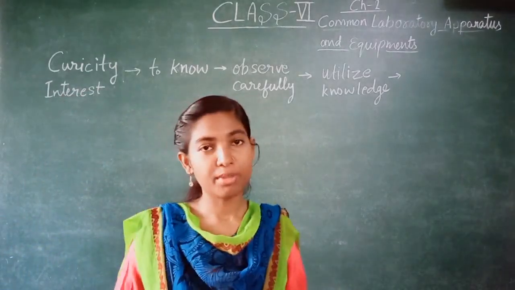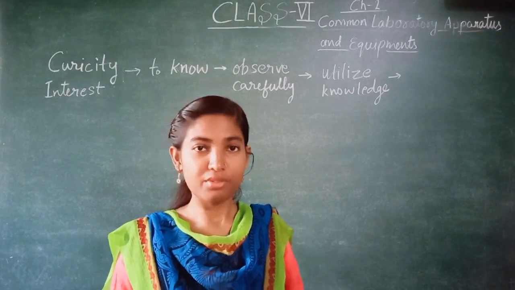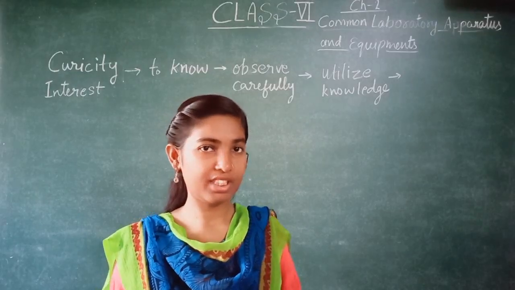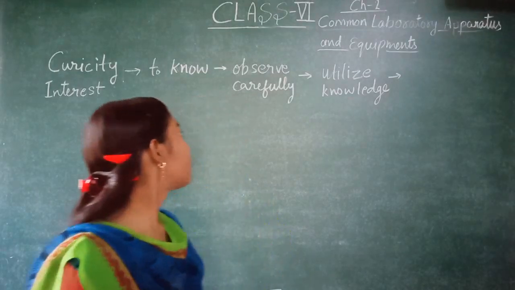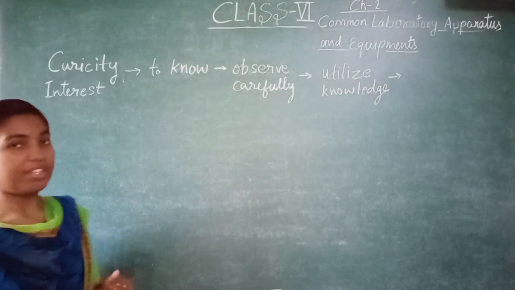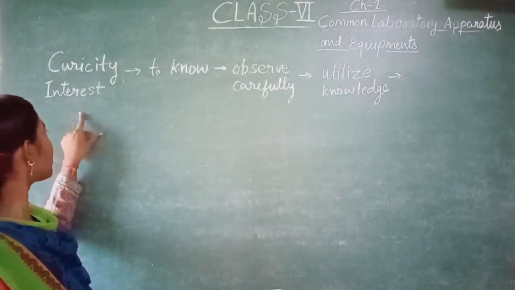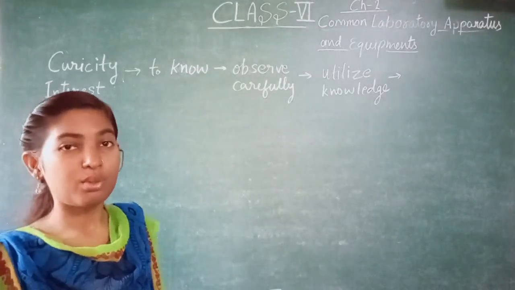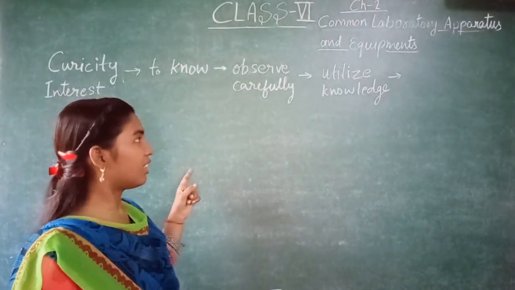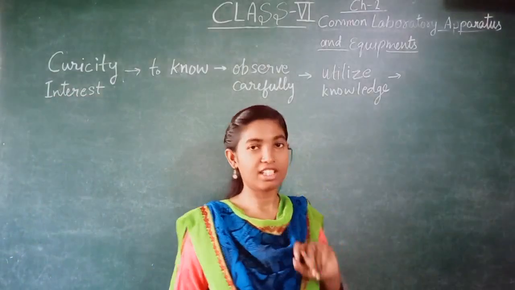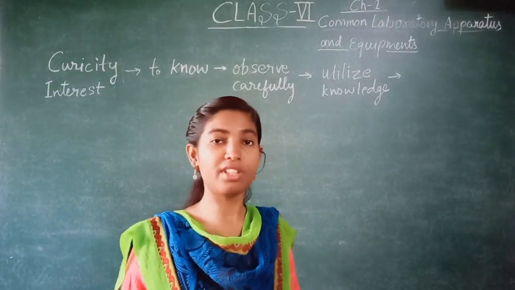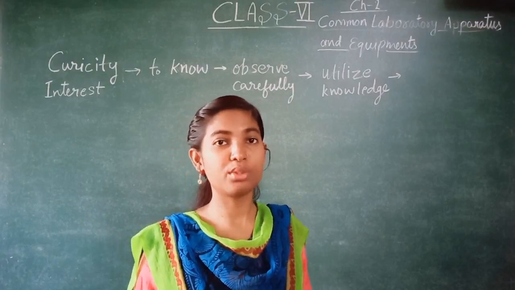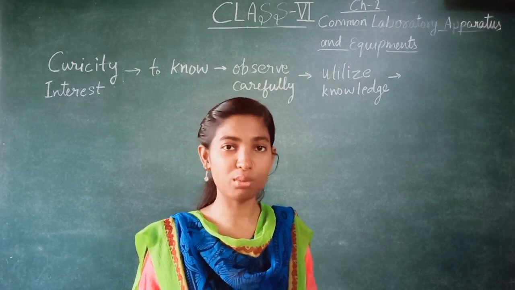Common laboratory apparatus and equipment. First of all, we will see where it comes from, what this is, and then we will see how it works. So first of all, in science, we have seen that we have curiosity or interest to know things, and to know, we have to observe things carefully and then use that knowledge. Now the question comes: how will we use this knowledge? For that we need to do experiment and observation.